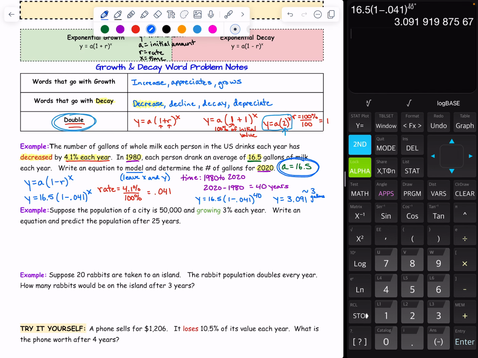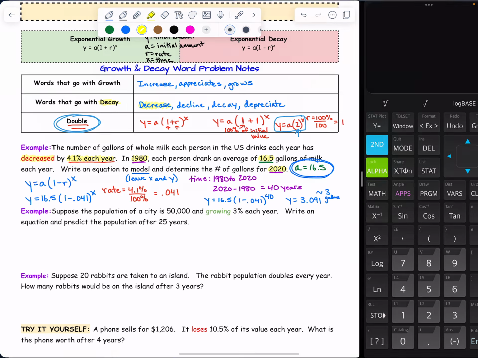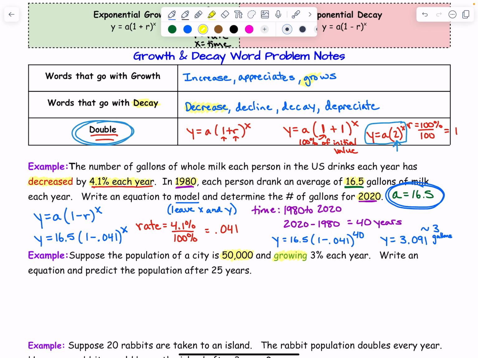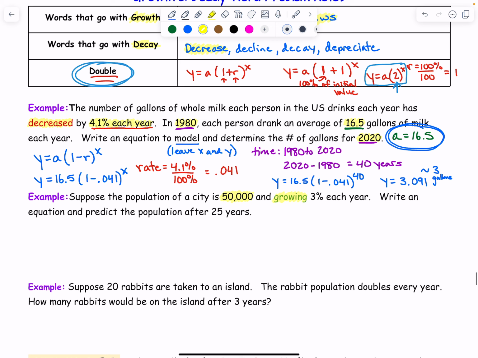Let's look at another example. It says, suppose the population of a city is 50,000 and growing 3% each year. Write an equation and predict the population after 25 years. All right, so let's highlight some important words here. The population is 50,000. It's growing. So remember, growing went with growth, because that's a form of that word. So they go directly together. 3% sounds like a rate. So let's highlight that: 3% each year. We want to write an equation again and predict the population after 25 years.